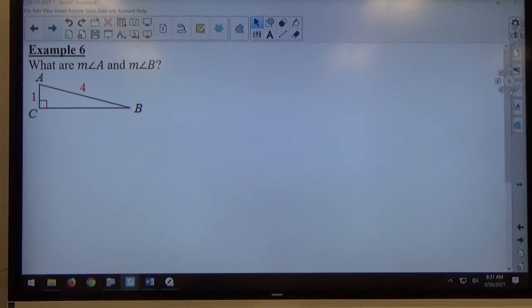So example 6, it says, what are measures of angles A and B? So they're asking for both angle measures. It doesn't matter which one you find first, you have to find them both. All right, so you can pick and choose which one you like better. It doesn't matter to me. So let's go with Esteban.